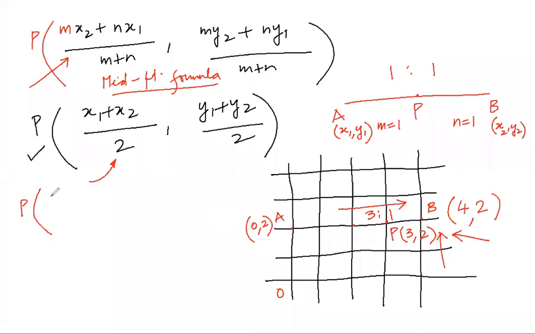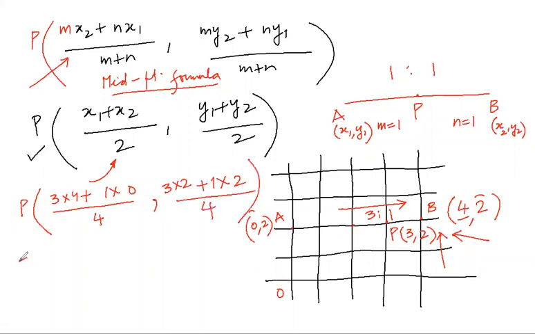M is 3 into x2 into 4 plus n is 1 into x1 is 0. This is x1 divided by m plus n, that is 4, 3 plus 1. And y coordinate is again m, 3 into y2, 2. This is y2, right? Plus n, which is 1 into y1. y1 is 2 divided by 4.